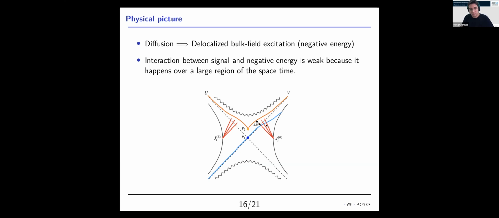because the gauge field is kind of smeared over a large region of space-time. Because of this delocalized nature of the gauge field, the interaction is weaker, and this makes it harder to cross to the other side of the geometry. So that's the physical picture for what's going on here.